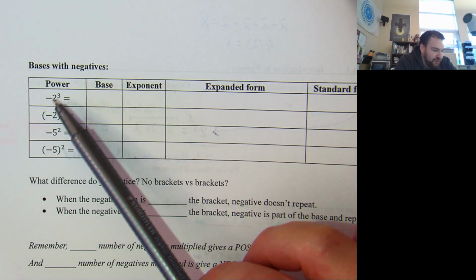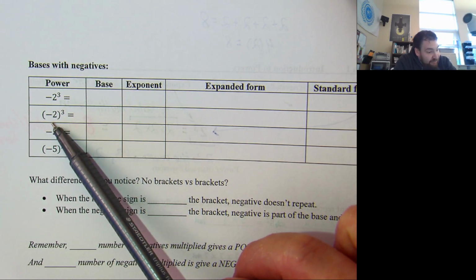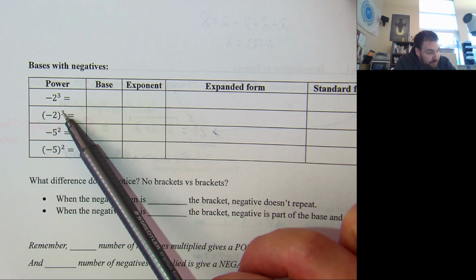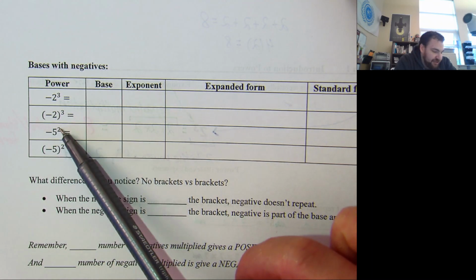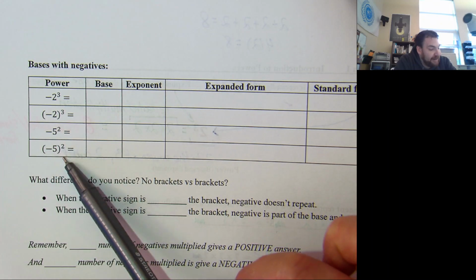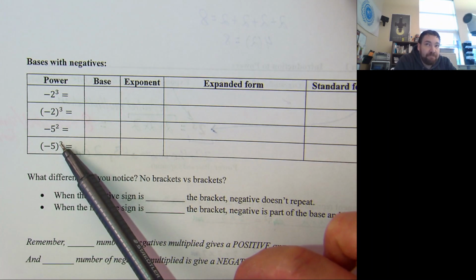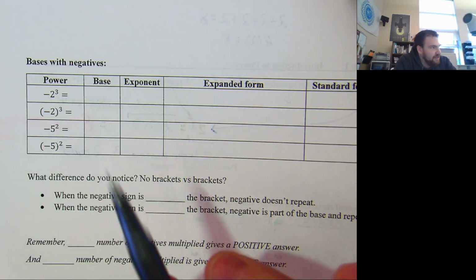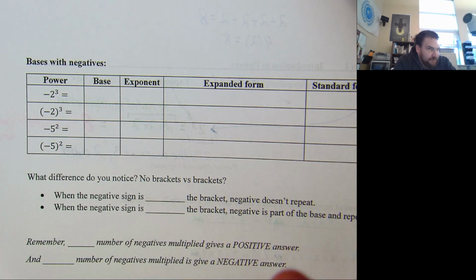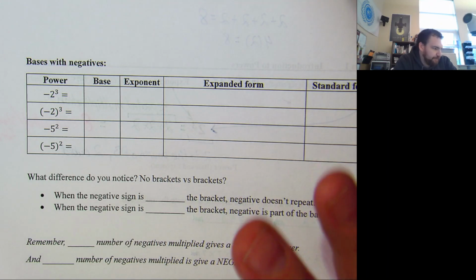So I've got 4 numbers here. I've got -2 cubed. This one has brackets. I've got -2 in brackets cubed. I've got -5 no brackets squared, and then I've got -5 in brackets with a squared on the outside. Now the reason I've got these 4 here is because they behave slightly differently, and we're going to look at how each one works.